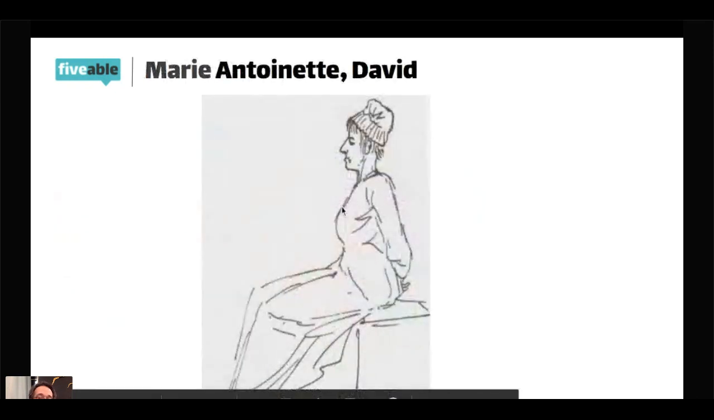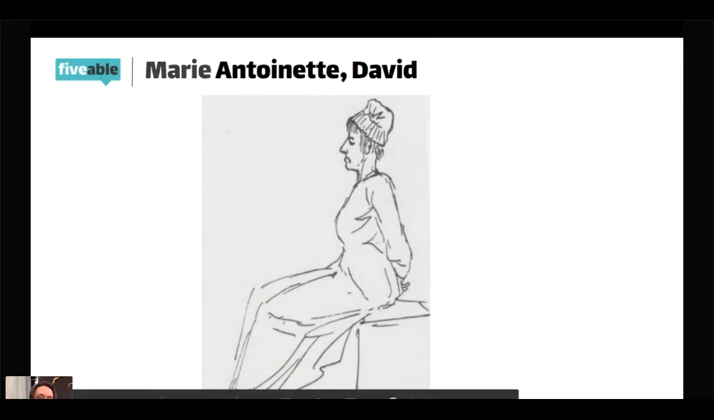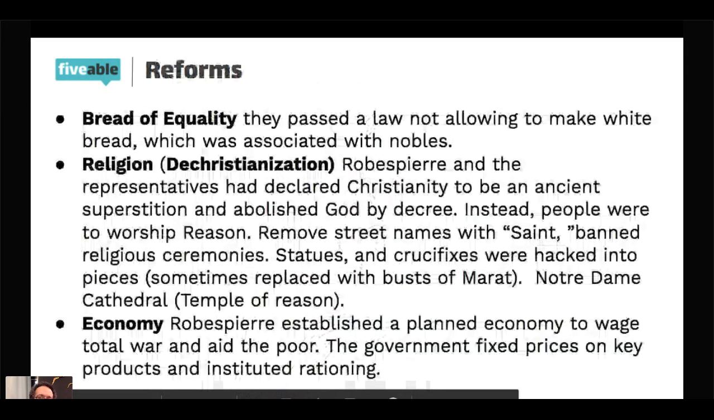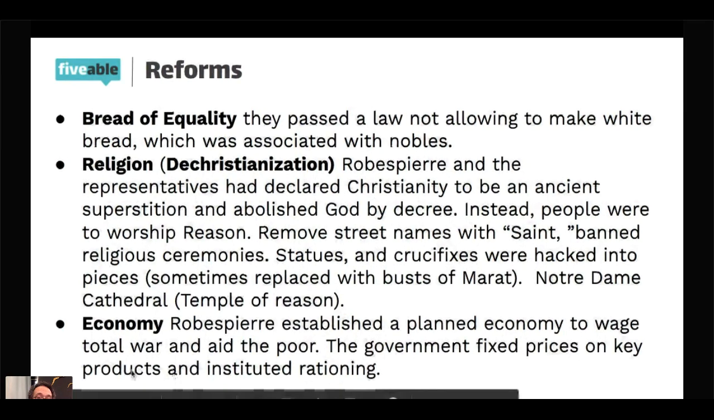Marie Antoinette, the wife of King Louis XVI, also got executed a year later in this radical stage. The radical stage is talking about a lot of radical ideas. They want to eliminate religion completely. They want to create a bread of equality, no more white bread, for example. They want to eliminate streets with the name saint. So it's a lot of radical ideas that are being brought back this revolution during that time.